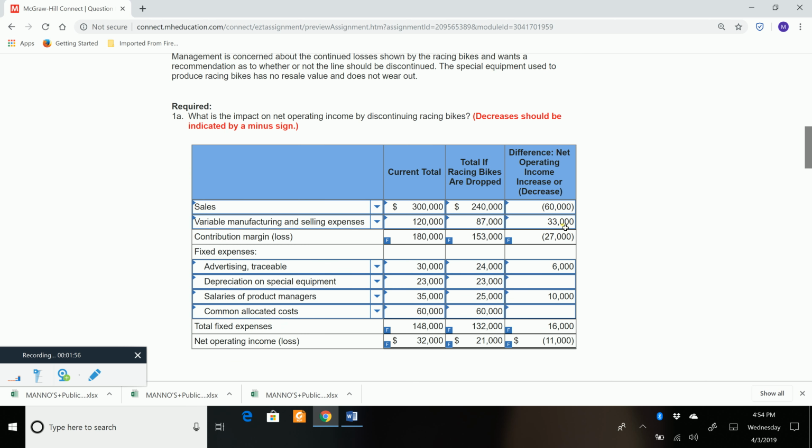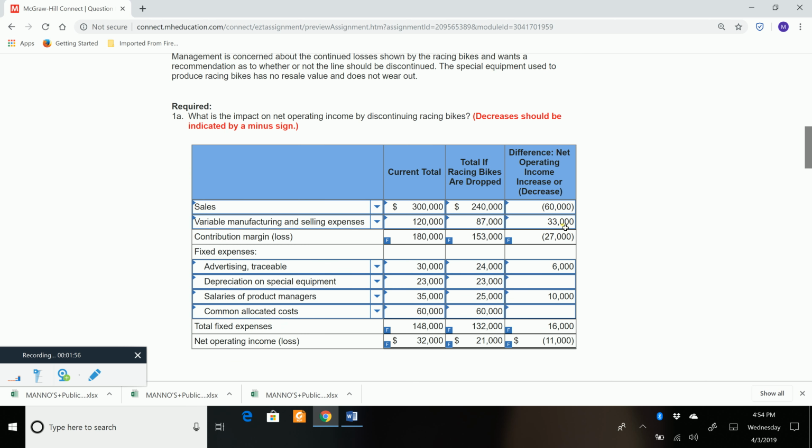Now, what about fixed expenses? Would we lose the traceable advertising? Yeah, that goes away since it's traceable directly to the racing bikes. If we don't have the racing bike division, that's going to go away. How about the depreciation on the special equipment? Would that go away if we simply drop the racing bike? The answer is no. We've bought the special equipment. It really doesn't have any saleable value because it was special for this individual division. So we still need to depreciate that equipment. That does not go away, that $8,000.